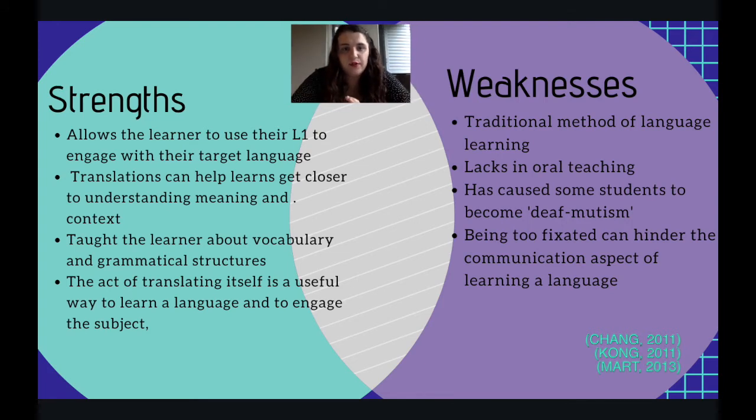So obviously there are a few weaknesses in the grammar translation method. That is, it is quite traditional and somewhat outdated. It lacks a lot of oral teaching and has also caused some students to become deaf mutism, which means they don't know how to speak. They just know how to read and write. And being too fixated on that can actually hinder the communication aspect that language is used for.